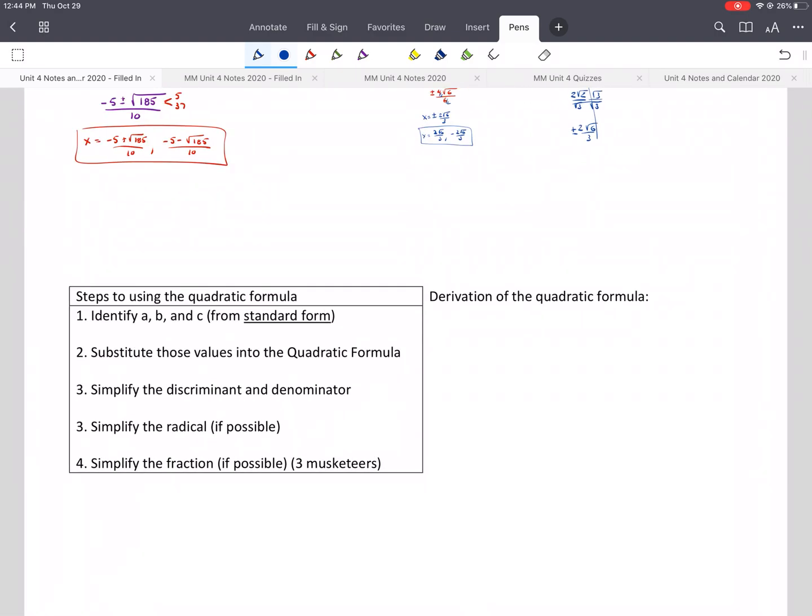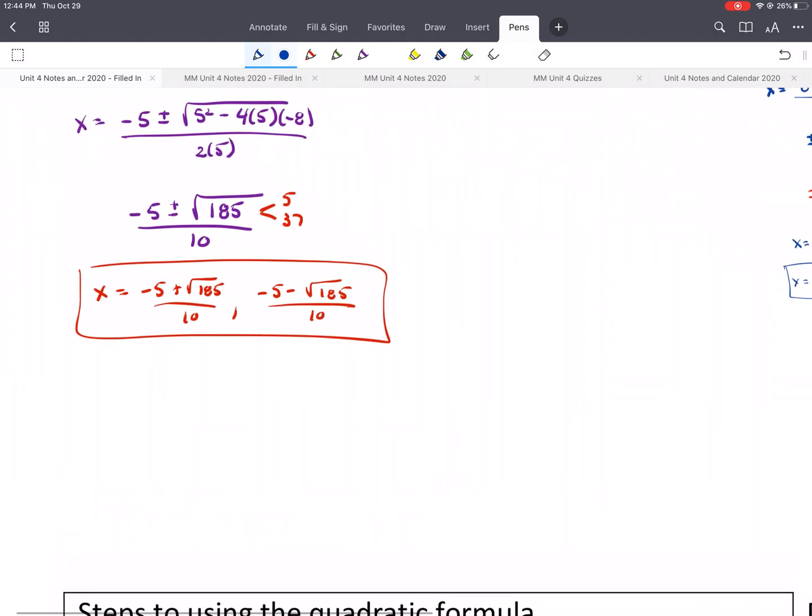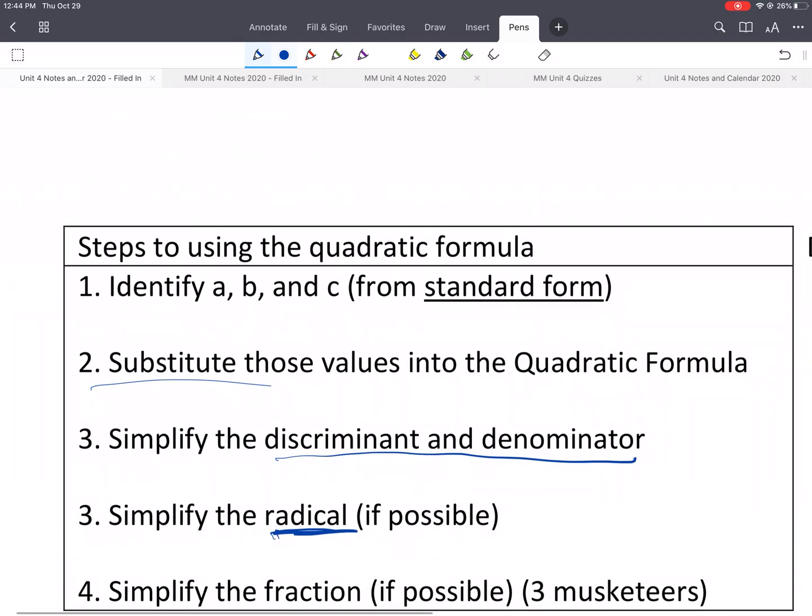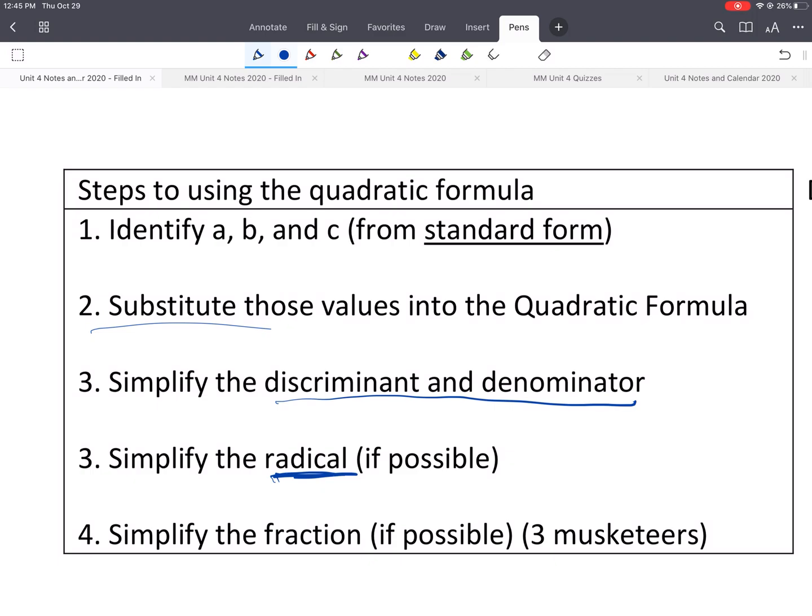Again, these are the steps. Identify A, B, and C from standard form, please. That's important. Substitute those values in. Simplify the discriminant and denominator. And then simplify the radical, if possible; you don't always can. Like this one, we couldn't simplify it. And then simplify the fraction if possible. 3 musketeers.